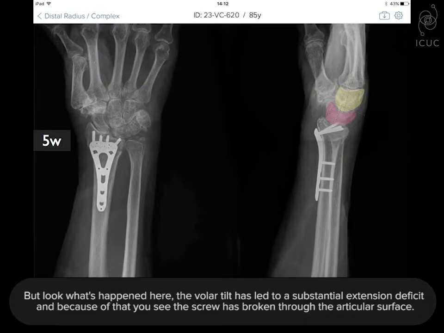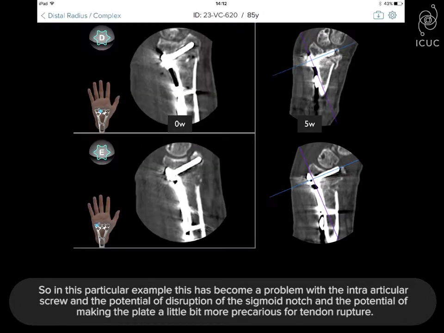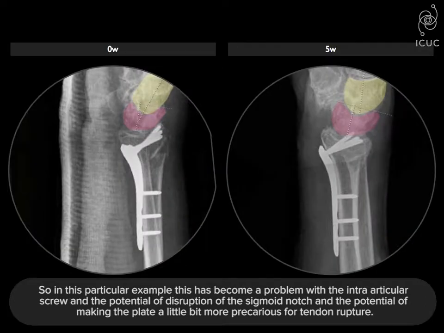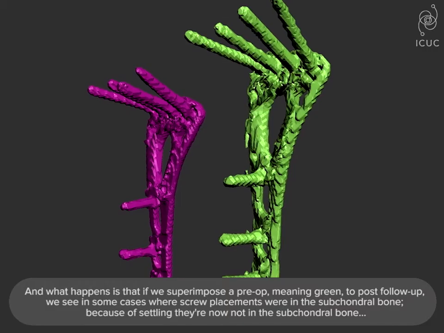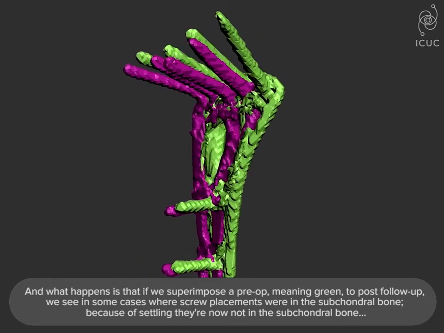But look what's happened here. The volar tilt has led to a substantial extension deficit, and because of that, you see the screw has broken through the articular surface. And so in this particular example, this has become a problem with the intra-articular screw and the potential of disruption of the sigmoid notch and the potential of making the plate a little bit more precarious for tendon rupture.